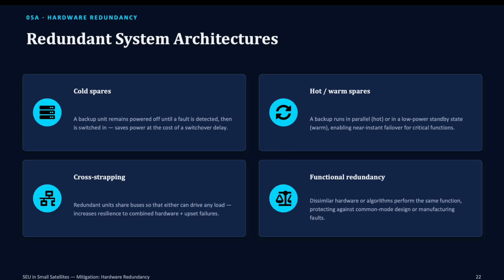So for redundant system architectures, we have cold spares, hot spares, cross-strapping, and functional redundancy. So the cold spare is a backup unit that remains powered off until a fault is detected, then it's switched on, which saves power at the cost of the switchover delay. And the hot spare is a backup that runs in parallel, so it's running hot, or in a low power standby state, which is warm. And then this enables near instant failover for critical functions. Cross-strapping is when the redundant units share buses so that either of them can drive any load, which increases resilience and combines to combine the hardware and the upset failure.